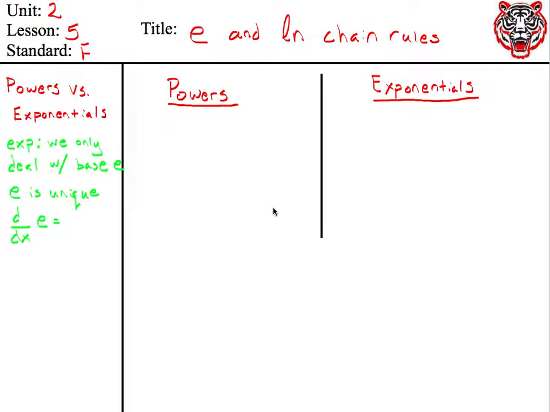All right, this is lesson 2-5. We're on standard F, basic derivatives. Our title today is E and natural log chain rules. So the last two lessons, 2-3 and 2-4, we've done power chain rules and advanced power chain rules. So now we're doing E and natural log. We're going into our log house and our E house now.